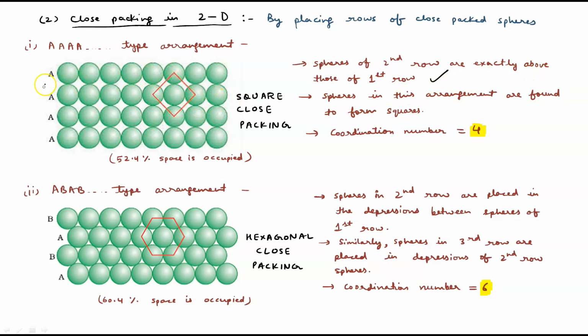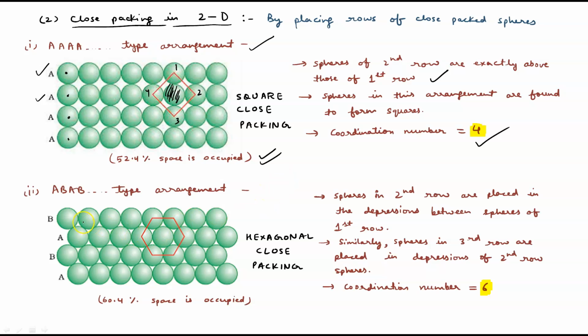In this diagram, you can see that the first row is A, the second row is A. The first sphere is exactly below the first sphere, the second sphere is exactly below the second sphere. Similarly, this is AA type arrangement. In this arrangement, the spheres seem to form squares. For example, we can take this sphere for reference. It is touched by 1, 2, 3, 4 spheres and it forms a square, and the coordination number is 4. In this AA type arrangement, the occupied space is 52.4%, which is quite less.